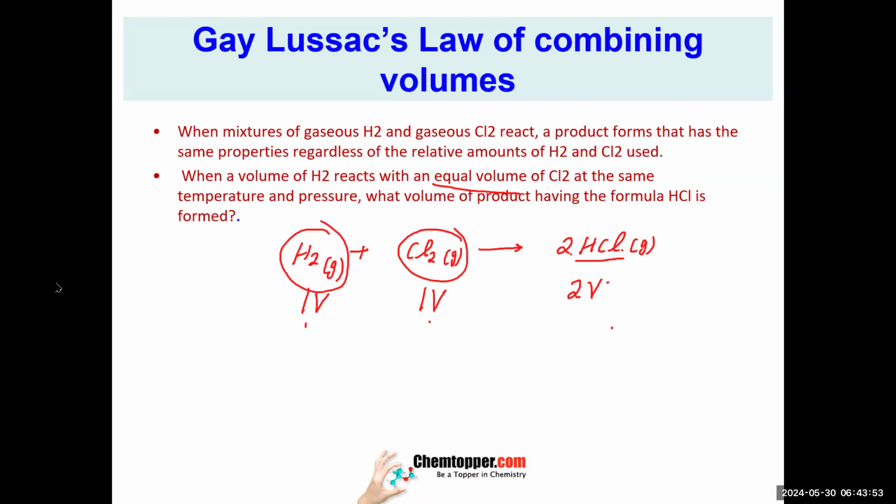This is a very important concept. The chemical and physical properties of this compound will be entirely different from the chemical and physical properties of H2 and Cl2 because the chemical composition is changing. Now it's an entirely different compound. Like for example, H2 gas, very combustible. O2 gas, a good supporter of combustion. Without oxygen, there is no combustion. You know that, right? What's the product?